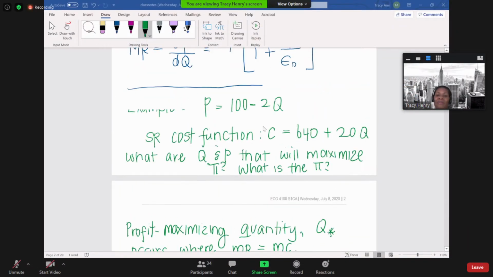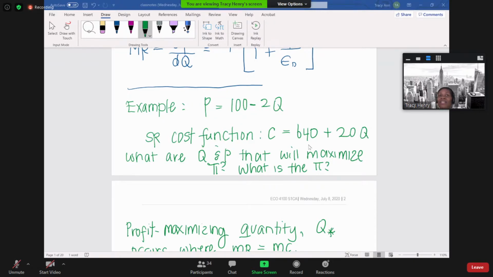The first thing that I want to point out is if you look at this cost function, it's a total cost and it's just strictly increasing in quantity, right? There's no plateau, and the rate of increase is, of course, constant. Your marginal cost is 20. But also, I want to point out to you guys that if you find the average total cost, it is 640 divided by Q plus 20. And this average total cost function is indicative of natural monopoly.